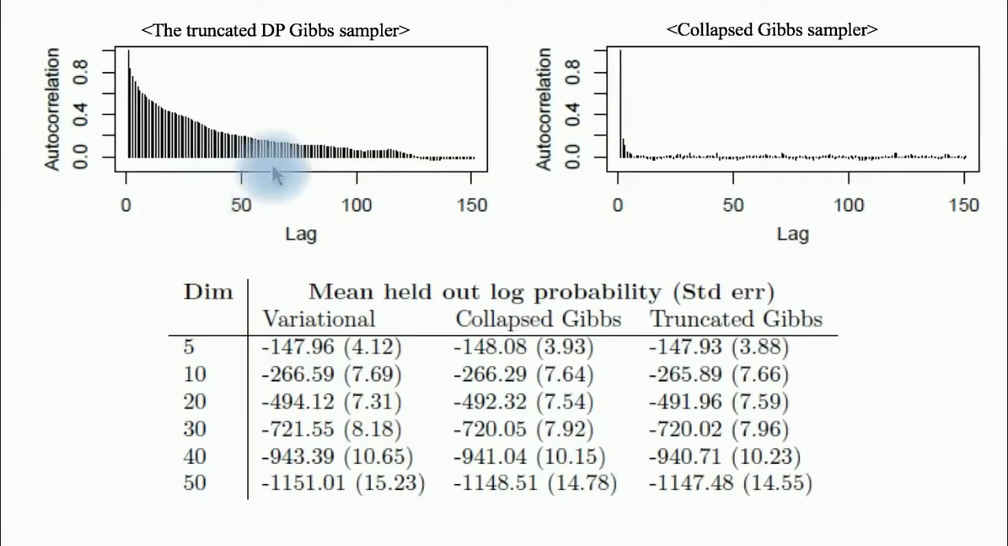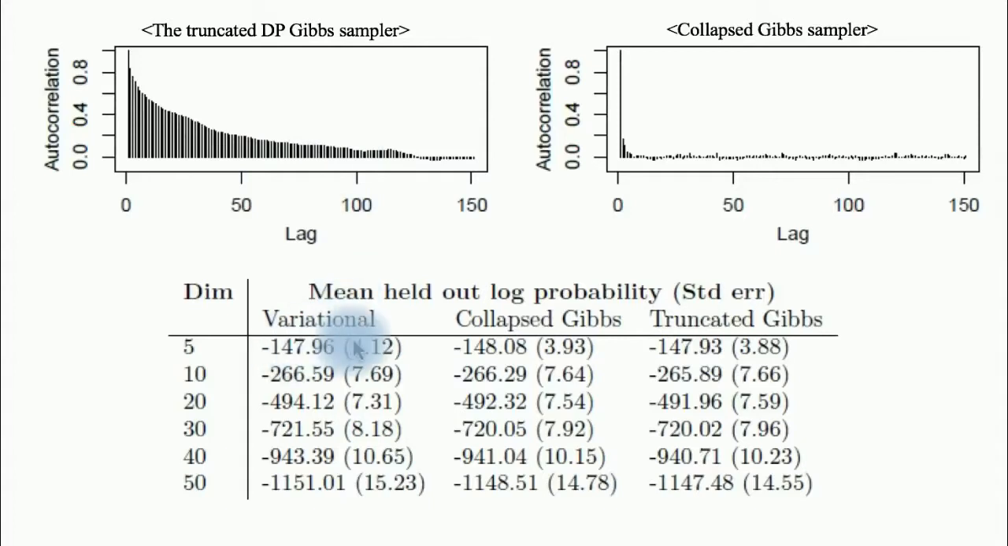This slide shows the comparison of a truncated Gibbs sampler and the collapsed Gibbs sampler. The collapsed Gibbs sampler converges faster than the TDP Gibbs sampler. As shown in this figure, each iteration of the collapsed Gibbs sampler is slower than an iteration of the TDP Gibbs sampler. The TDP Gibbs sampler requires longer burn-in and greater lag to obtain uncorrelated samples.